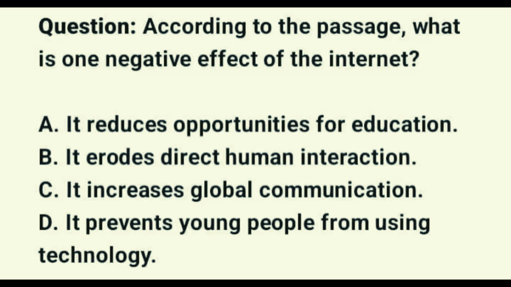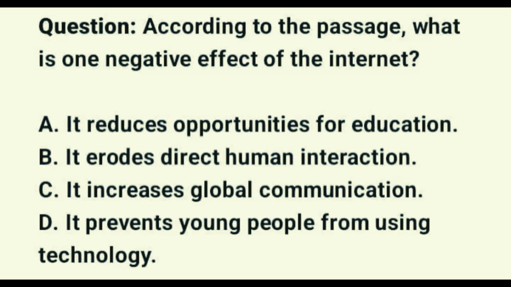Option B, it erodes direct human interaction. Option C, it increases global communication. And option D, it prevents young people from using technology. The correct answer here is option B, it erodes direct human interaction. The key phrase, erosion of face-to-face interaction among young people. That directly means it reduces direct human contact.